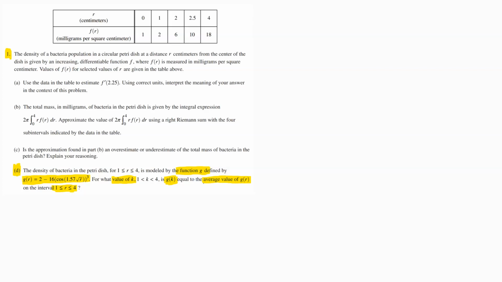The key terminology on this is average value. Average value is an integral formula that you just have to have memorized. The average value formula looks like 1 over b minus a times the integral from a to b of whatever you're trying to find the average of dx. Putting that into terms of our specific problem, we would do the integral from our lower bound, which is 1, to an upper bound of 4. So this would be from 1 to 4, which means our fraction out in front would be 1 over 4 minus 1.